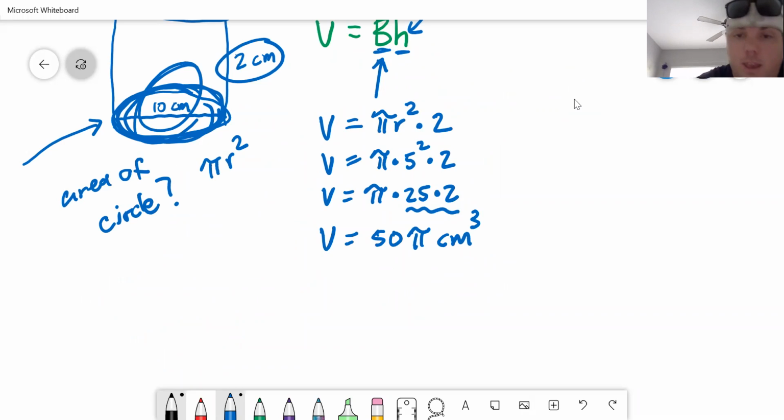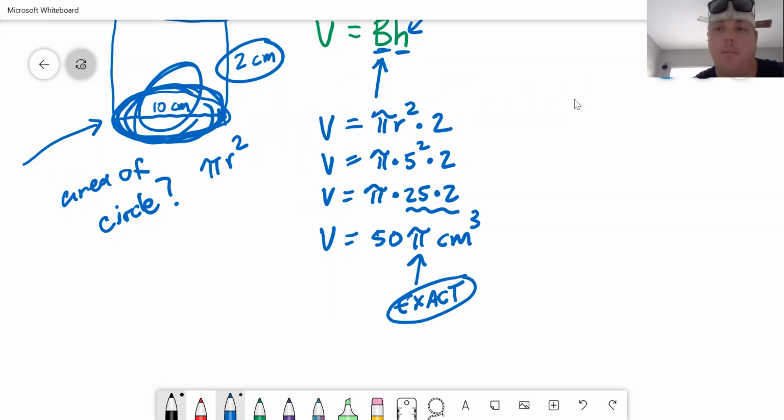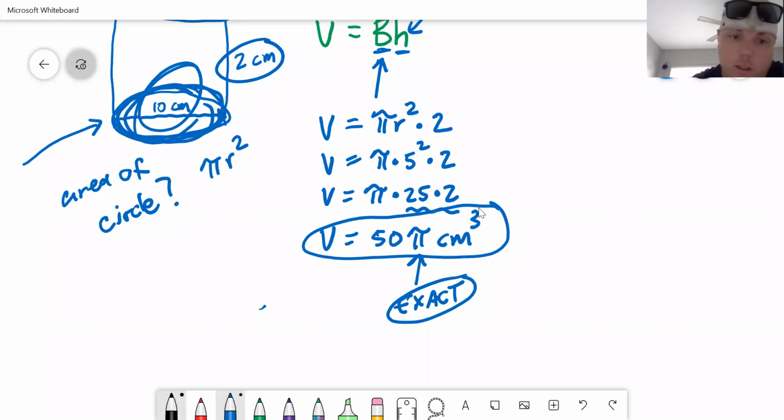Okay, so this is what we call our exact volume. Notice how I did not multiply by pi, because if I multiply by pi, I'm going to have to round it. All right, so once I round it, it's not exact anymore. Then it becomes approximate, which is very close, but not exact, right? So this is an exact answer. So on a test or a quiz, if I say, what's the exact volume? You should say 50 pi centimeters cubed.